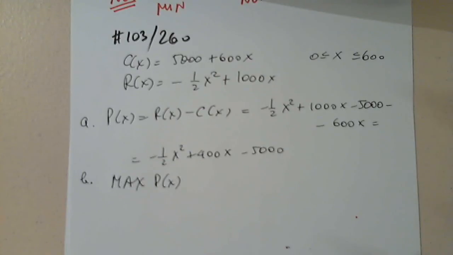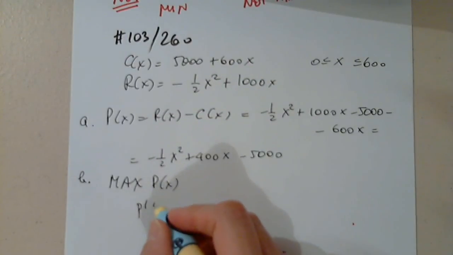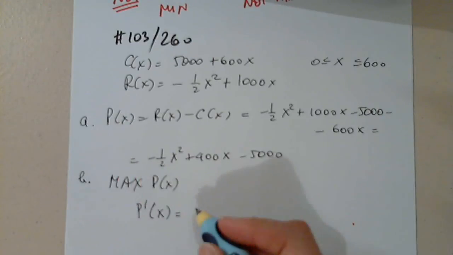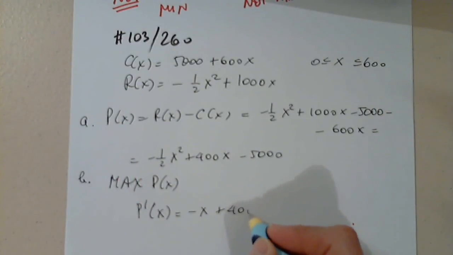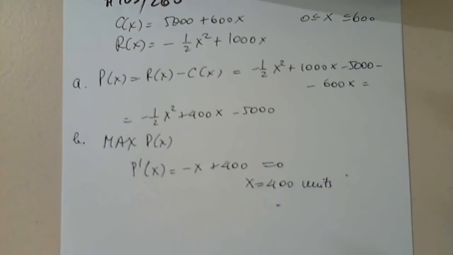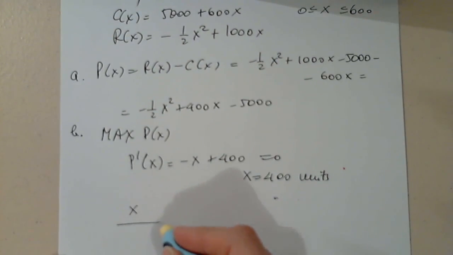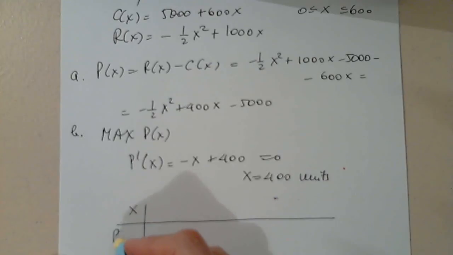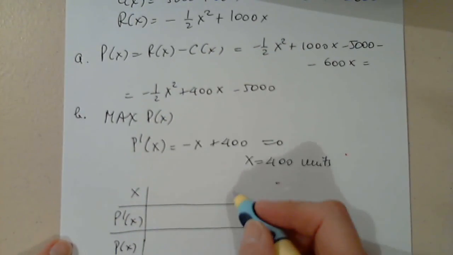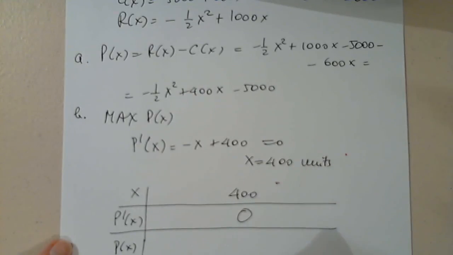In order to find the maximum, I will find the first derivative, which is -X plus 400. I will set it equal to 0. And from here I get that X equals 400 units. However, this is not enough. I have to prove, I have to show that this number, 400, gives a maximum.